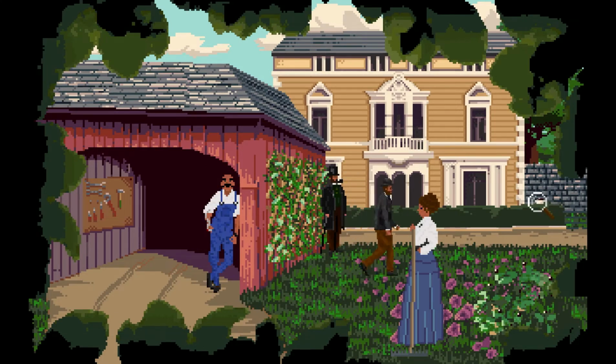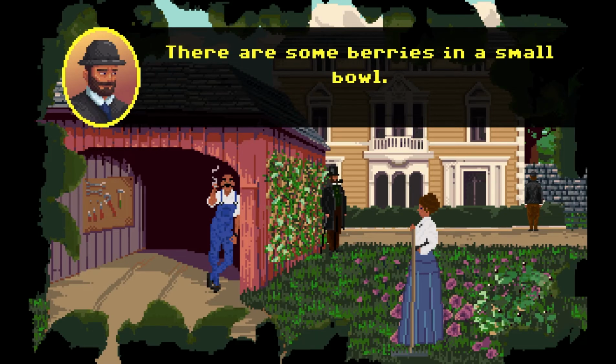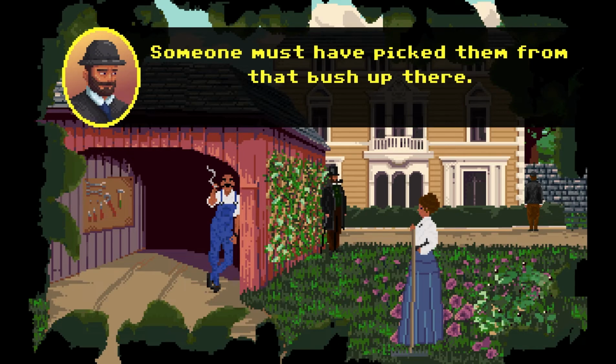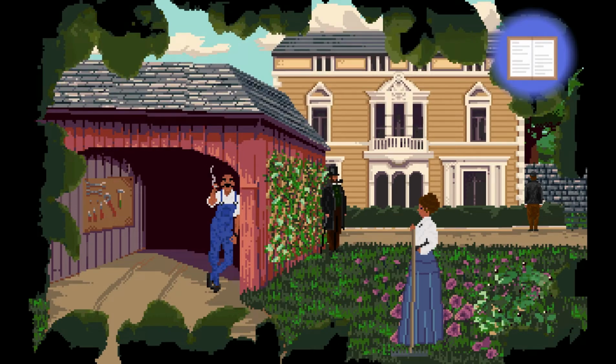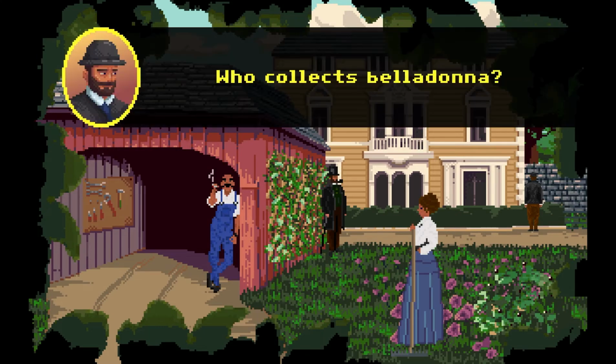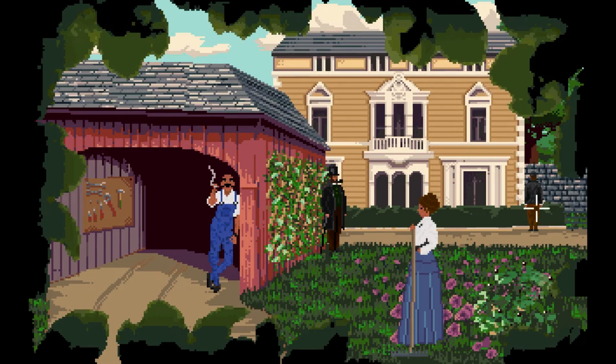What is this? Some berries, oh, in a small bowl. Someone must have picked them from that bush up there. That's why the bear... Oh. Who collects belladonna? Why are they in a bowl? Why would you put poison in a bowl? Maybe he just grabbed them as he was walking past. He was like, oh, I'm hungry, I want a snack. Like that construction guy.